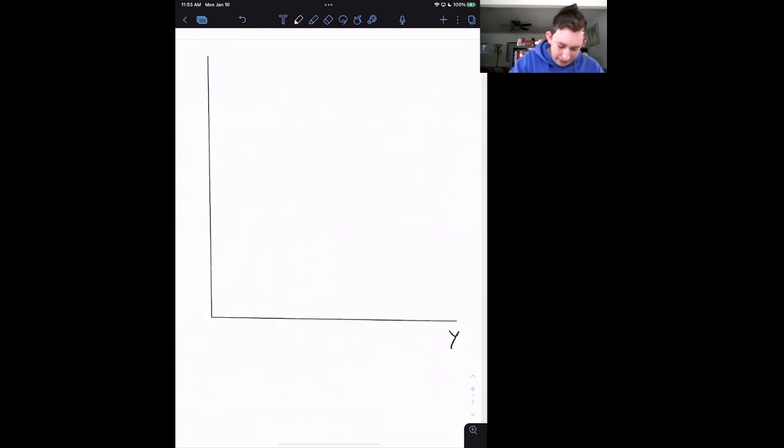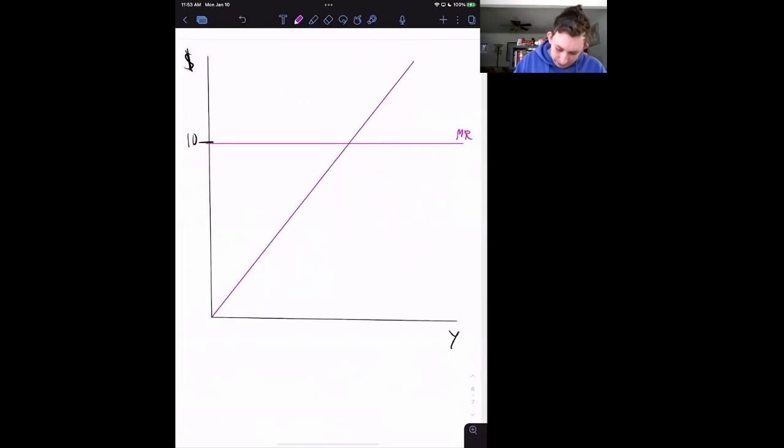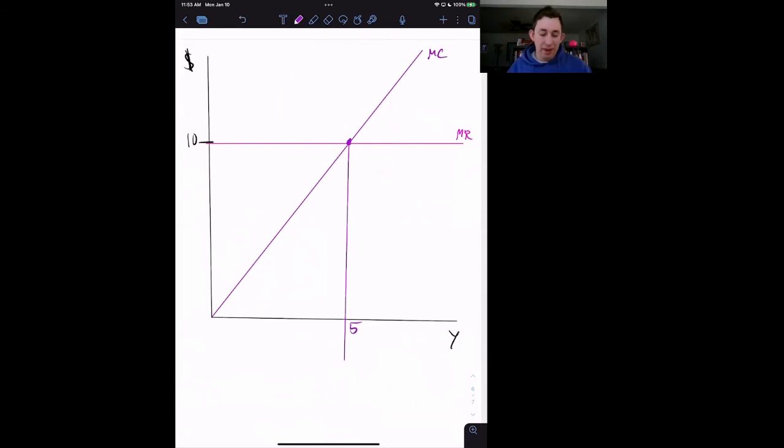Here is y again. Here's dollars. Here's 10. Here's marginal revenue, because we said it's 10 per ice cream. Here is marginal cost. And we see here where marginal cost is equal to 10, we are selling 5 ice cream cones. So it makes graphical sense as well that our profit maximizing point is where marginal revenue equals marginal cost.